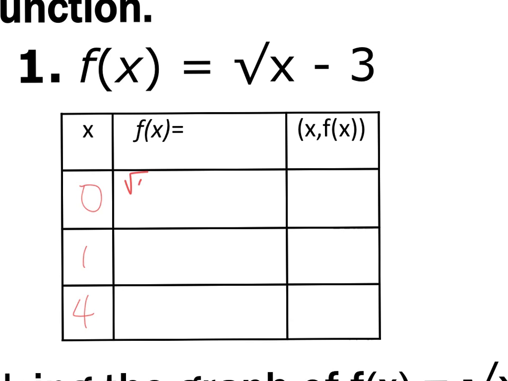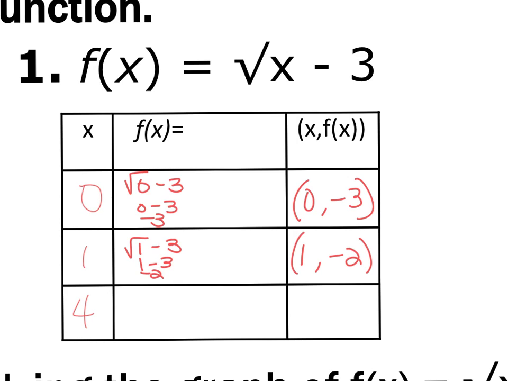So this would be the square root of 0 minus 3, which is 0 minus 3, or negative 3. And then that last box, I want you to give the x that you plugged in, which is 0, and then your result, which is negative 3. And then I will plug in the 1. So the square root of 1 minus 3, 1 minus 3, which is negative 2. So I plugged in 1, and I got negative 2. And then the last one, which would be 4, square root of 4 minus 3, 2 minus 3, which is negative 1.